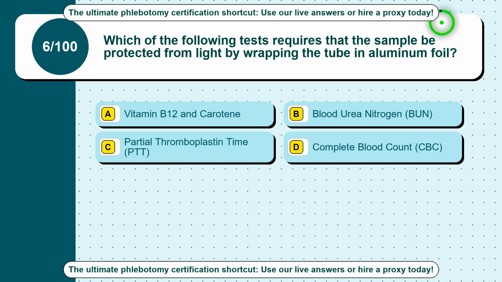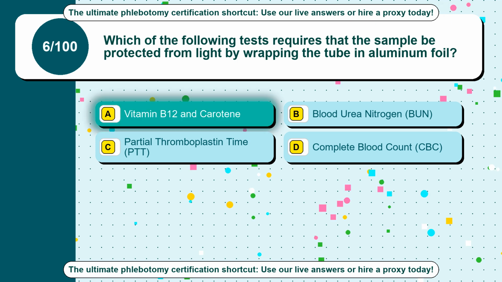Question 6. Which of the following tests requires that the sample be protected from light by wrapping the tube in aluminum foil? Option A, vitamin B12 and carotene. Option B, blood urea nitrogen, BUN. Option C, partial thromboplastin time, PTT. Option D, complete blood count, CBC.